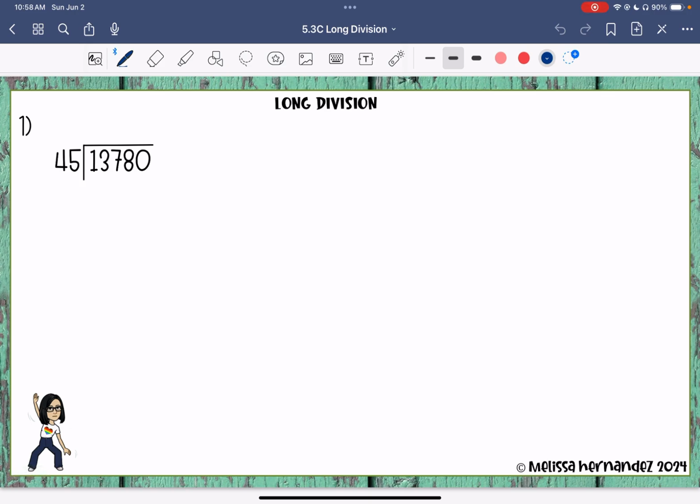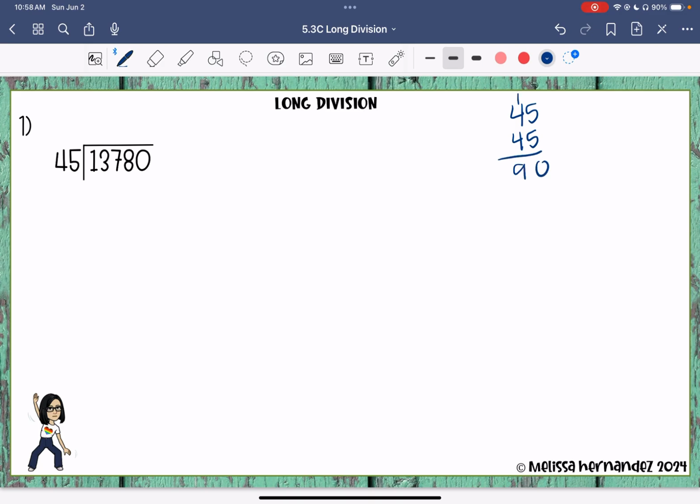13,780 divided by 45. So this is really helpful for kids that struggle with division. So I tell kids, does 45 go into 1? It doesn't. Does it go into 13? It still doesn't. Does it go into 137? Yes. So I always encourage kids to just add on the side. Obviously, this isn't the only way to do it.